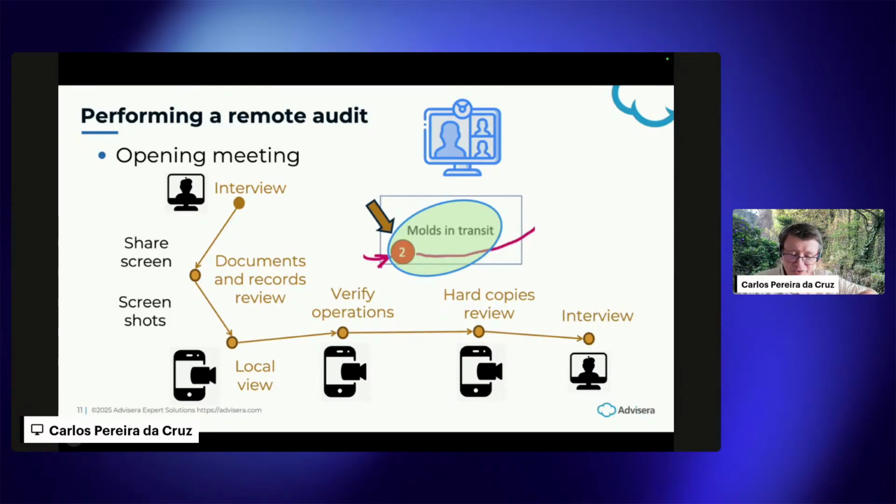Okay, we can make this kind of triangulation to prevent selective evidence and ensure that what you see is authentic and traceable, just as in an on-site audit.